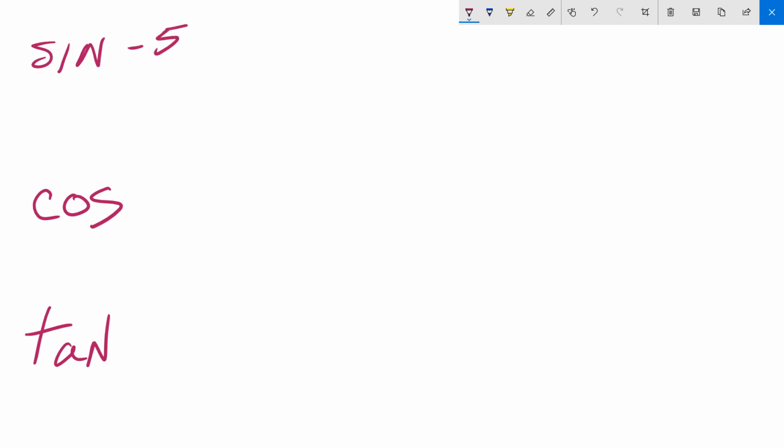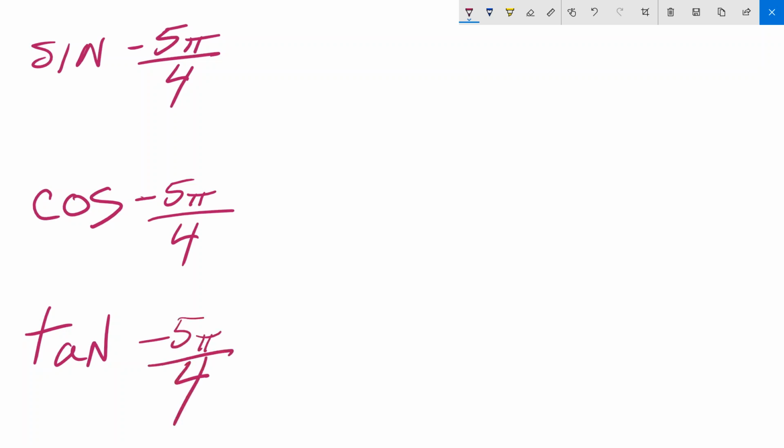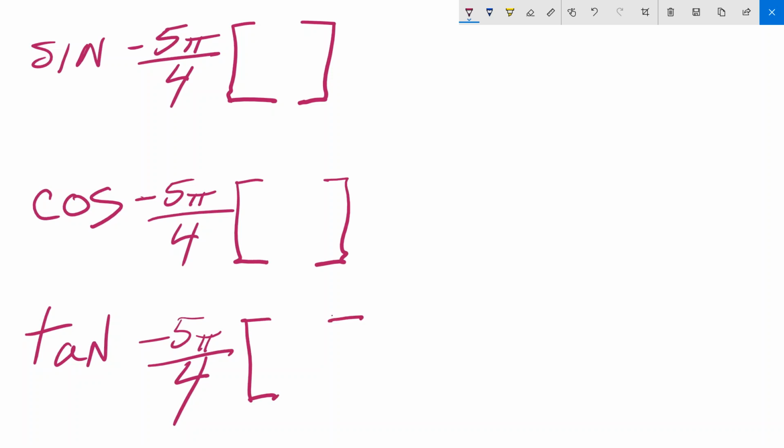Negative 5 pi over 4? Correct? Okay. Again, let's turn that into an angle in degrees. When I put brackets, that merely means the same angle, only in degrees. When I put parentheses, it means the equivalent first quadrant angle. I'm going to do both on here. Let's start with how many degrees this is.